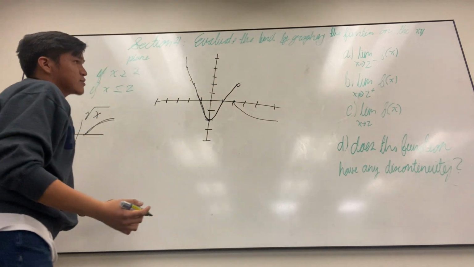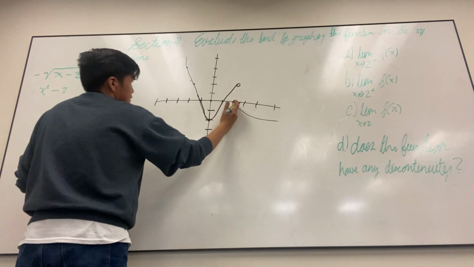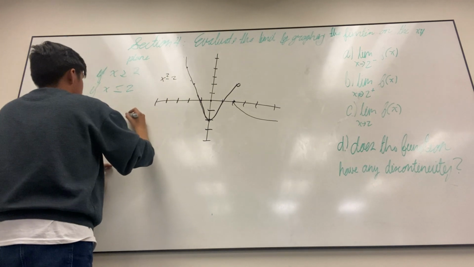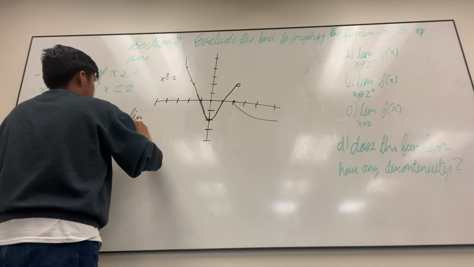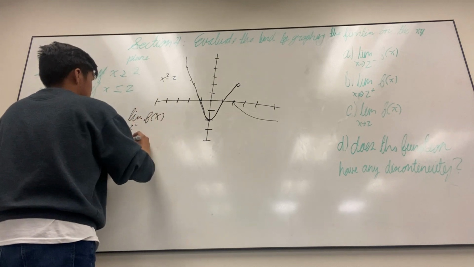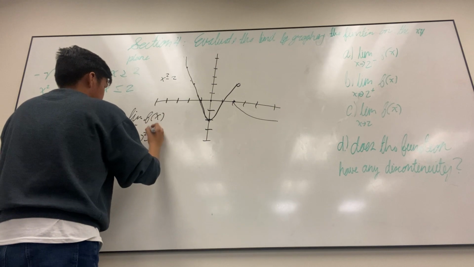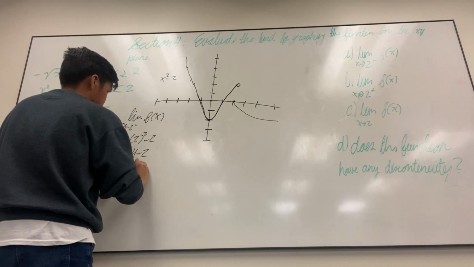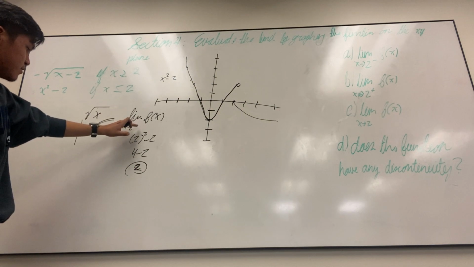And then the next question asks the limit of x approaching 2 from the negative side. So from 2 to the negative side, we use the function x squared minus 2. And so we would have the limit x approaching 2 from the negative side for f of x. We plug in 2 into x squared minus 2. So we have 2 squared minus 2. This is 4 minus 2, which is left with 2. So the limit of x approaching 2 from the negative side would be 2.